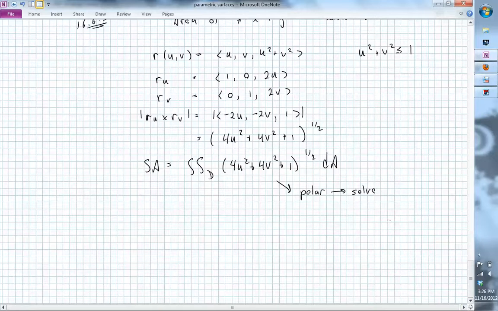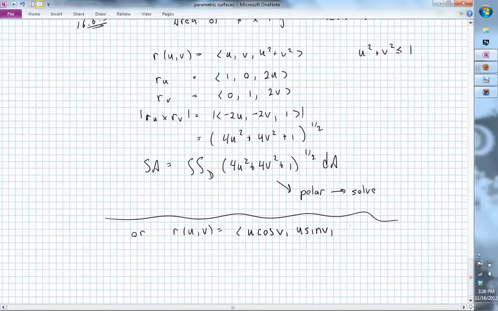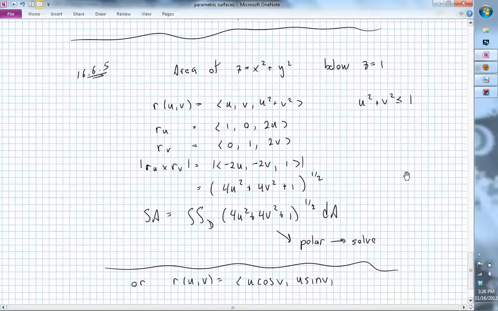I said I was going to do this two different ways. Let me show you a different way. r of u and v equals, sorry, u cosine v, u sine v. So I'm going to let x equal u cosine v, let y equal u sine v. What does that make z? u squared? And what now is the domain of u and v?